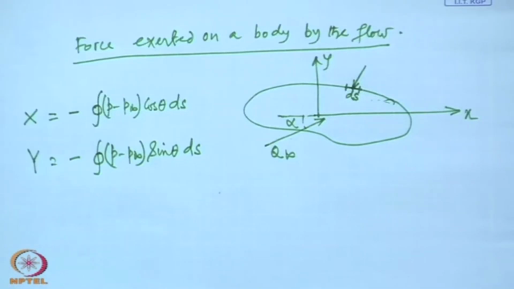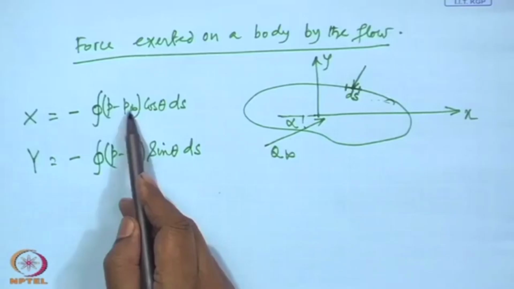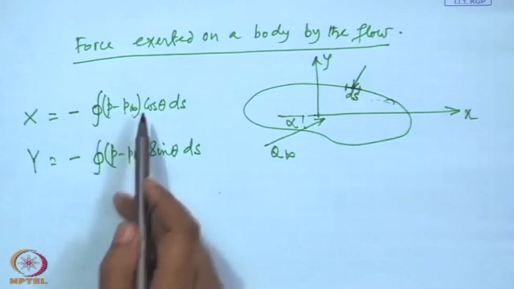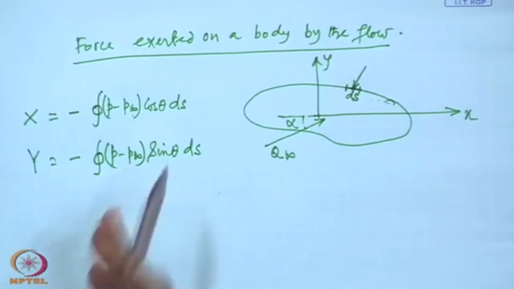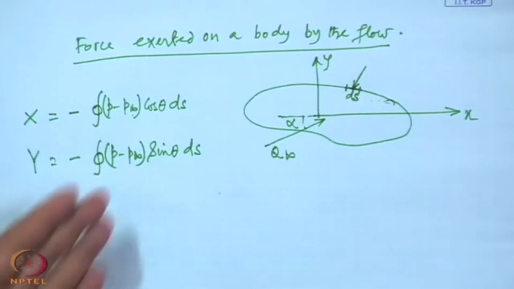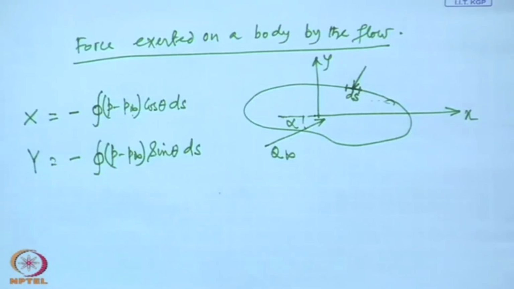you can replace p minus p infinity by the appropriate Bernoulli's equation, or you can make p infinity, that the contribution due to p infinity will be 0, or integration over this closed curve of p infinity cos theta is 0, p infinity sin theta is also 0. So, this expression even can be written as simply p cos theta. From there also you can make it. You can replace p by equivalent Bernoulli's equation.